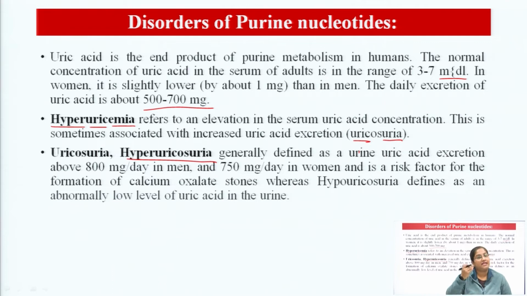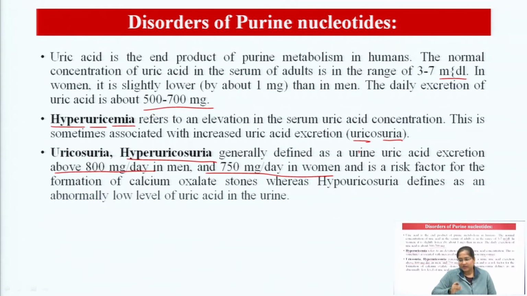If there is an increased amount of uric acid excreted in the urine, then the person will be hyperuricosuric. If the uric acid excreted by a man is more than 800 mg per day, then the male will have hyperuricosuria. And if in women it is more than 750 mg, then the woman will have hyperuricosuria.